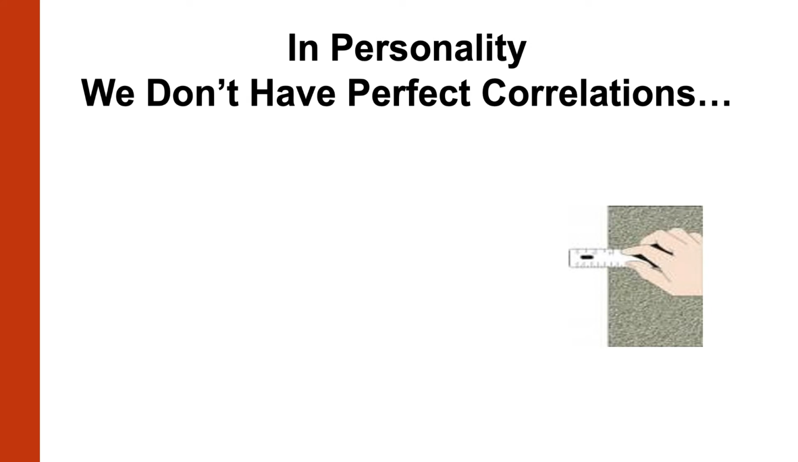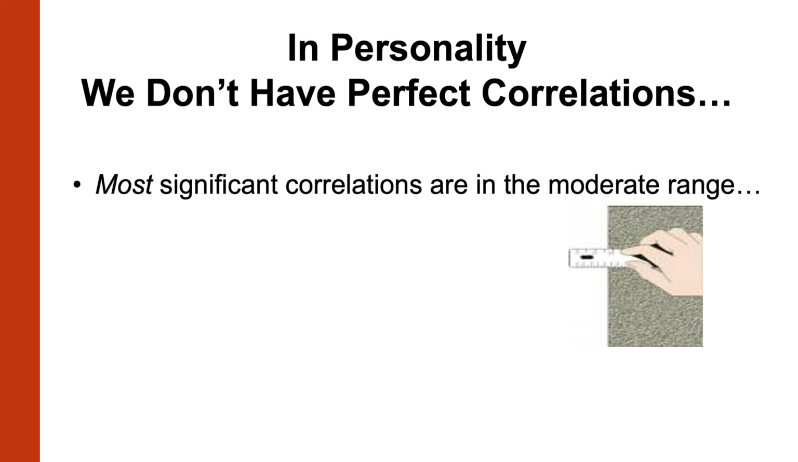Why is that? Why don't we have any perfect correlations? And why is it difficult to observe much stronger correlations in personality research? In fact, most correlations in personality go from the 0.30 range to around the 0.50 range. And we would call these moderate correlations. Why don't we see stronger correlations in psychological research and in personality research? Well, the answer goes back to classical test theory.